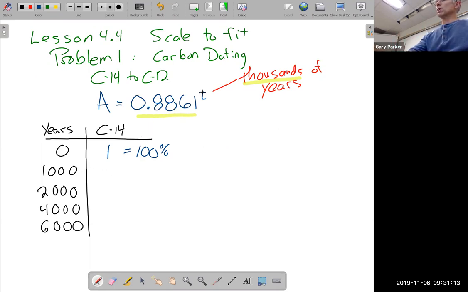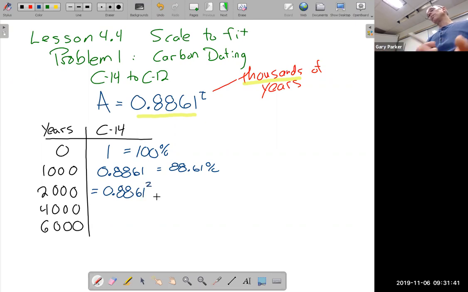So 1,000 years later, if I plug in 1 for T, I'll find that I have 0.8861 or 88.61% of the carbon 14 that was originally there remaining. And for 2,000 years later, that's another 1,000 years. I can calculate this amount by taking my base and raising it to the second power. And then we can do that again for the fourth power for 4,000 years, because again, T here is measured in thousands of years for this equation.